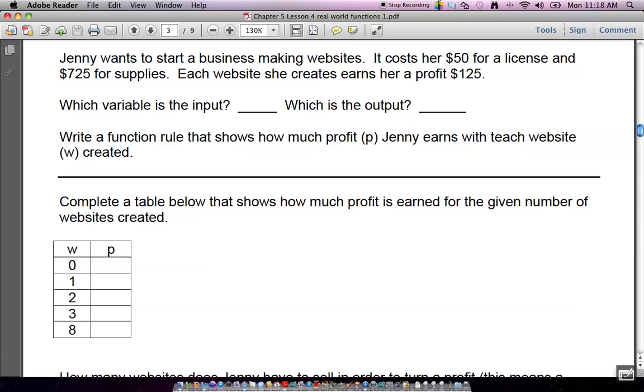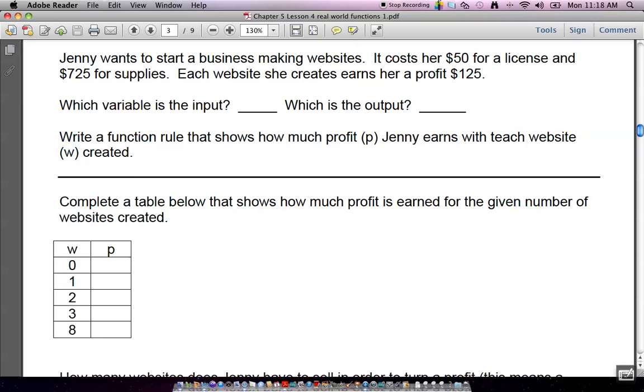Jenny, we could shorten Jennifer to Jenny, wants to start a business making websites. It costs her $50 for a license to do this, and it costs her $725 for supplies. Maybe she has to buy some software. Each website she creates earns her a profit, or I should say an income, of $125. You gotta be Jenny. That's why you take these classes.